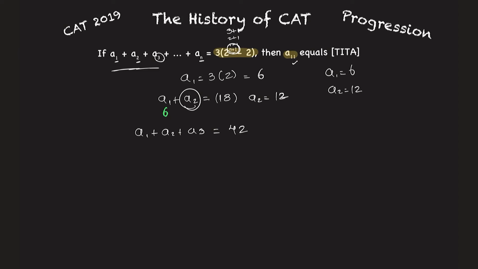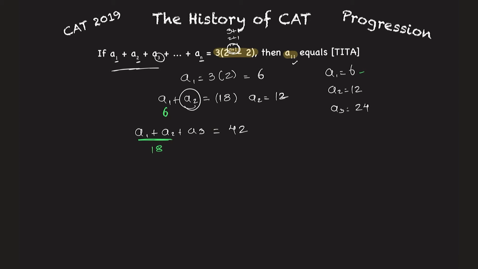But what do I know? I know A1 plus A2 is 6 plus 12, which is equal to 18. So substitute A1 plus A2 as 18. So what will you get as A3? This is 42 minus 18, which turns out to be 24. A3 will be equal to 24. That will be your A3. Okay, that's how simple it is.